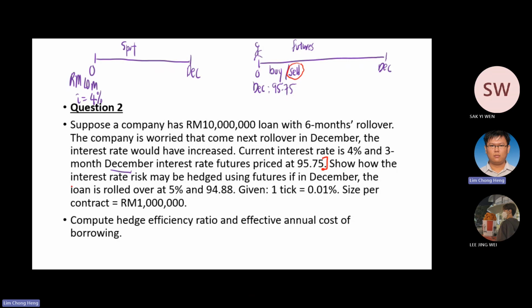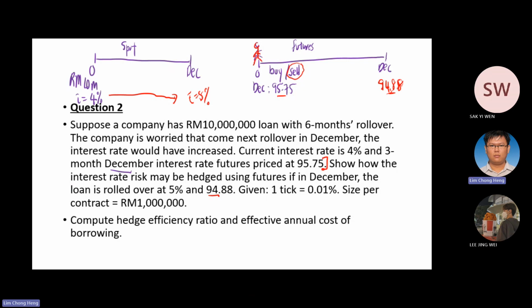The question says, show how the interest rate risk can be hedged by using the future contract in December. The loan rollover goes to 5%. Interest rate goes to 5%, and the future goes to 94.88. So we are using the principle buy low, sell high. So today we go to the future market and sell.